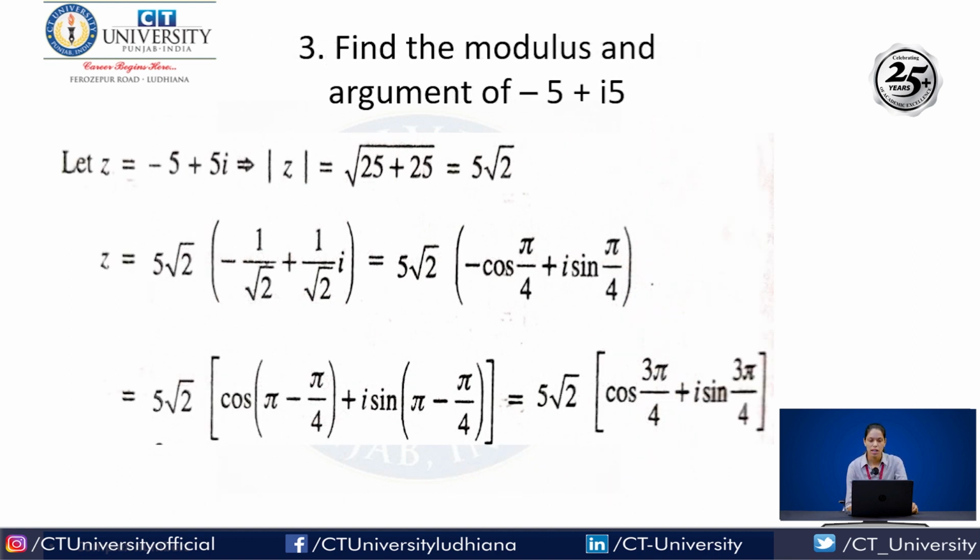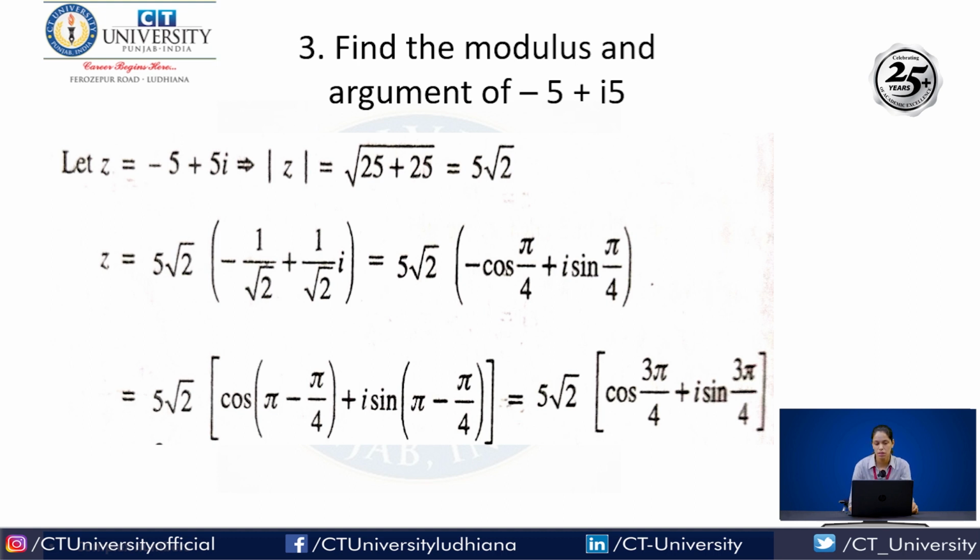Find the modulus and the argument. This is the next question: minus 5 plus iota 5. Taking firstly z, the mod will become the square root of the square of x and square of y, where x equals minus 5 and y equals similarly 5. Taking the square of both, it becomes 25 plus 25, then it becomes under root of 50, and we can change it into 5 under root 2.